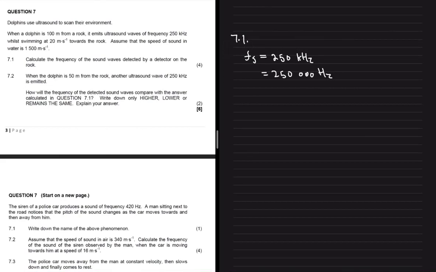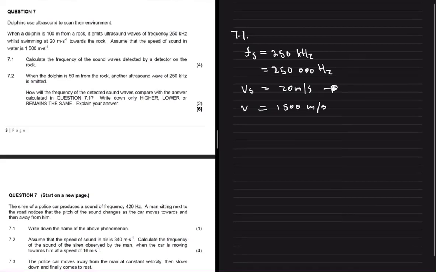While it's swimming at 20 meters per second, we know that the velocity of the source is 20 meters per second towards the rock. Let's just put an arrow there to denote that it is moving towards. Then the speed of sound in water is 1,500 meters per second. Then we're supposed to calculate the frequency of the sound waves detected by the detector on the rock.